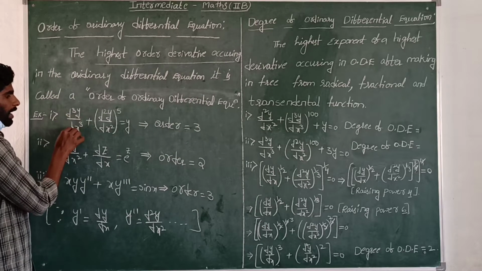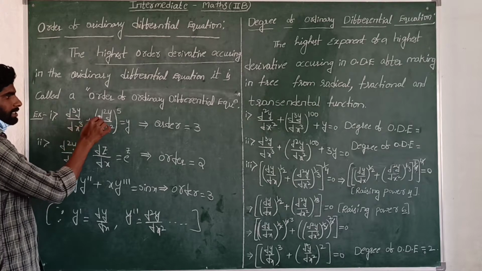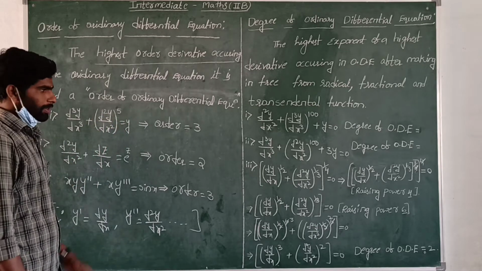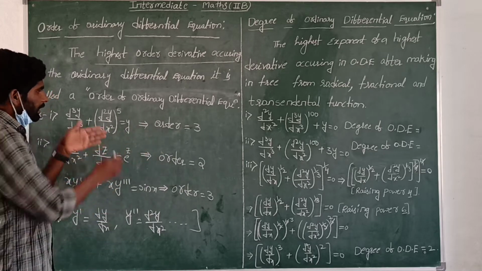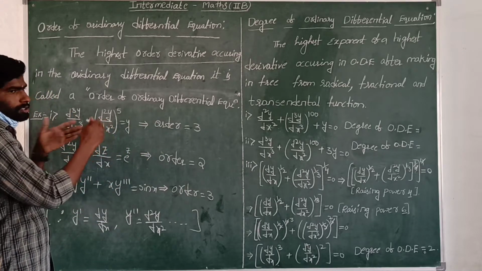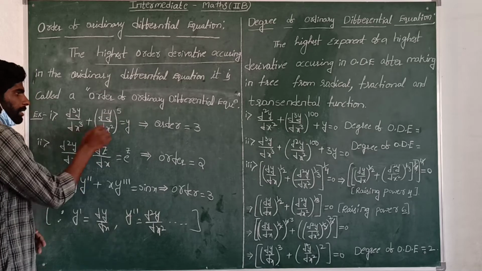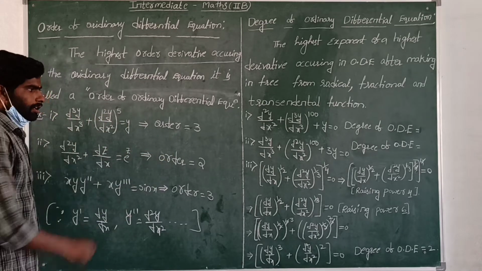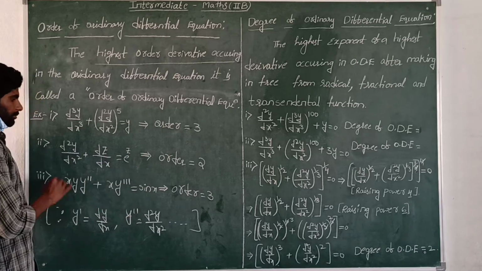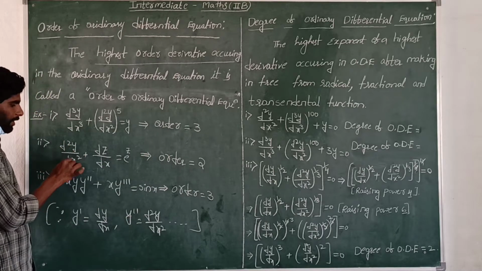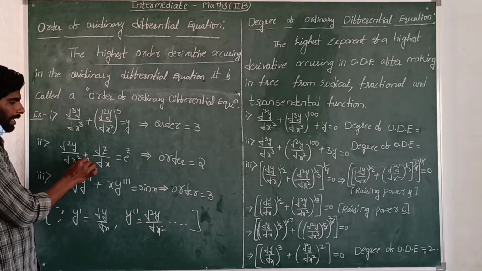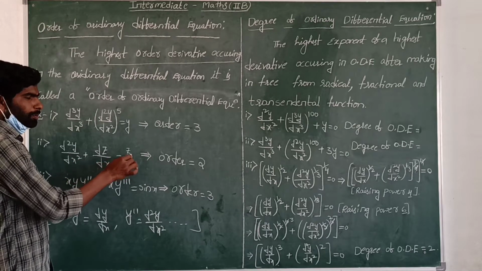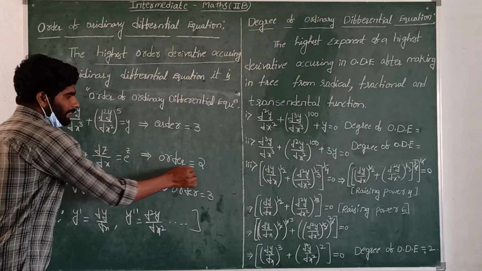Example: d cube y by dx cube plus d square y by dx square is equal to y. In this case, the highest derivative here is 3, so order is equal to 3. Next, the second one: d square y by dx square plus dz by dx is equal to e to the power of z. Order equals 2.